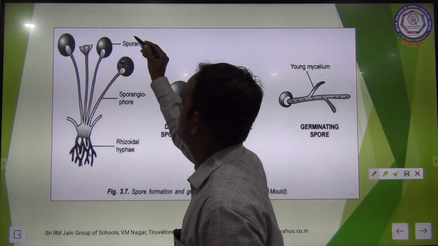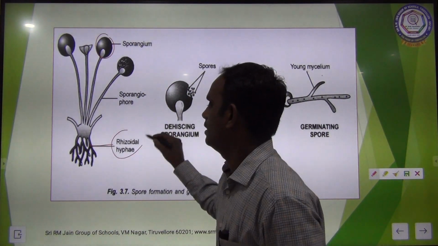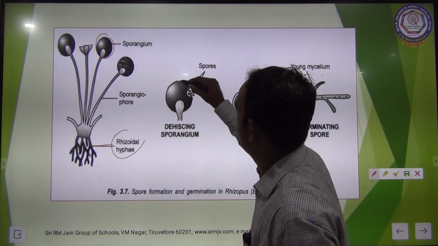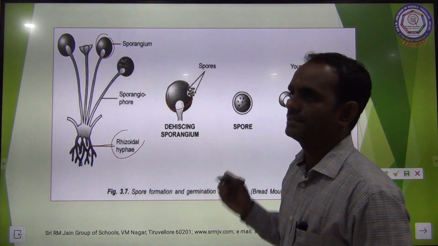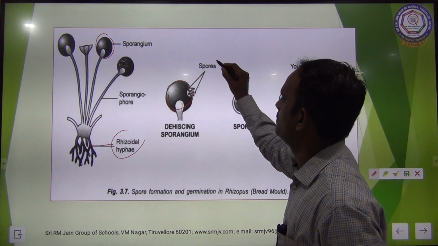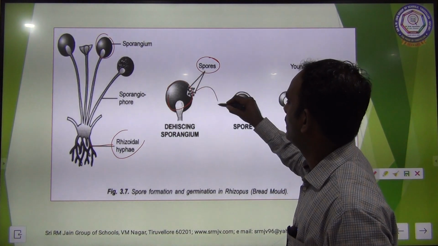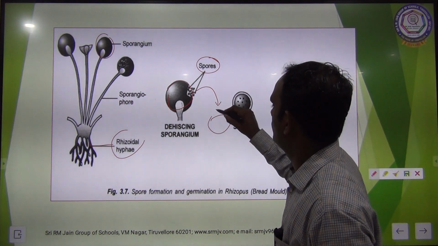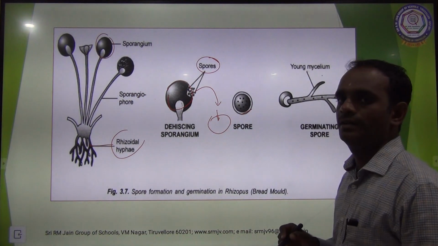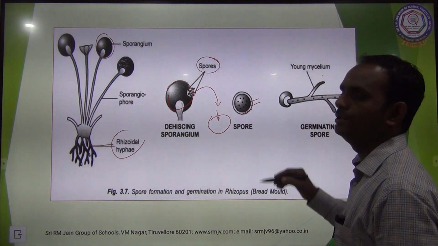See, the sporangium is developed from the rhizoid hyphae. In each sporangium, the nucleus divides. Each nucleus grows along with cytoplasm to form a spore. When the spores burst, they are deposited on the ground. After that, the spores will germinate into a new individual.